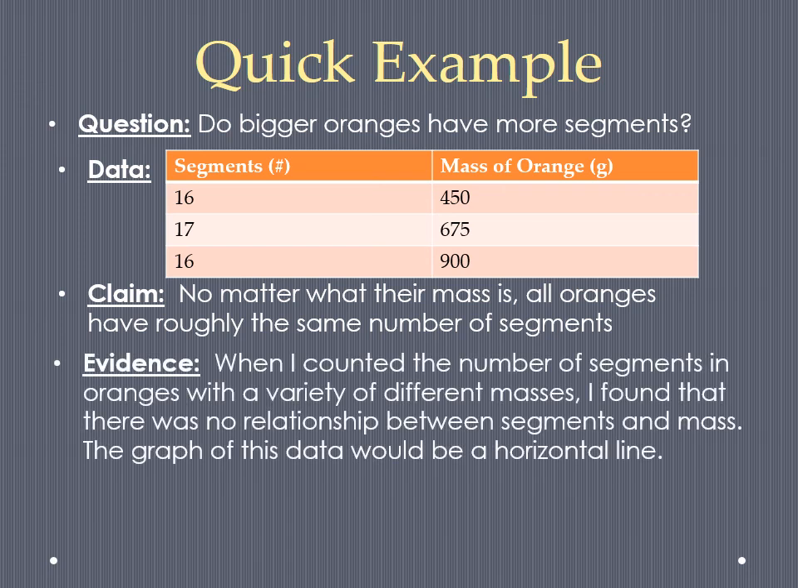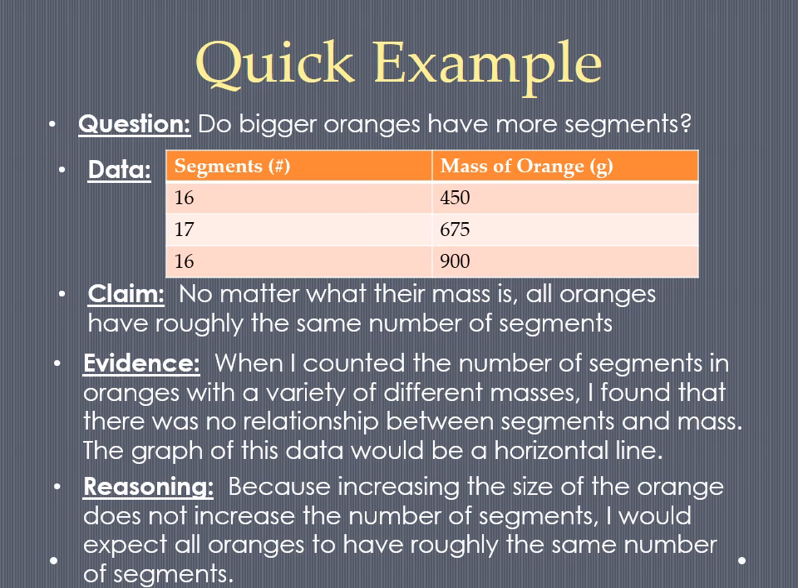Here's your evidence. When I counted the number of segments in oranges with a variety of different masses, I found that there was no relationship between segments and mass. The graph of this data would be a horizontal line. Here's a good place where you can compare the different variables and the relationship they have. Here's the last piece, reasoning. Because increasing the size of the orange does not increase the number of segments, I would expect all oranges to have roughly the same number of segments.